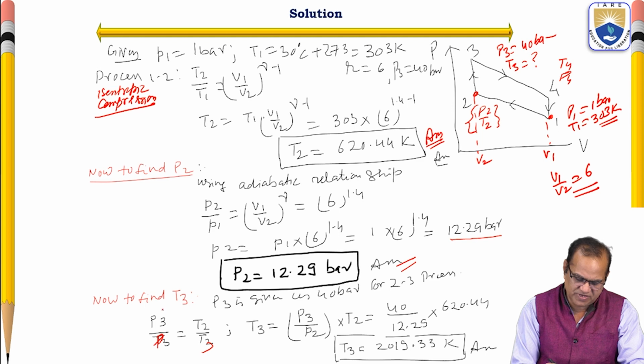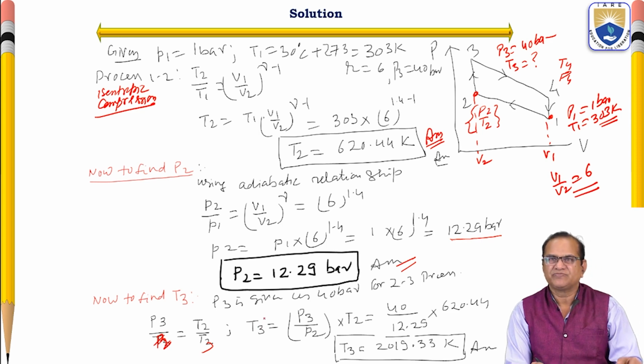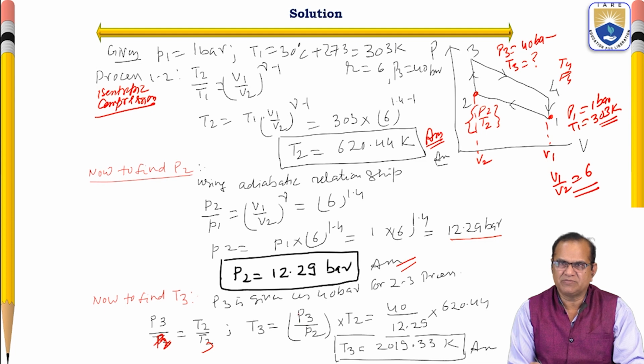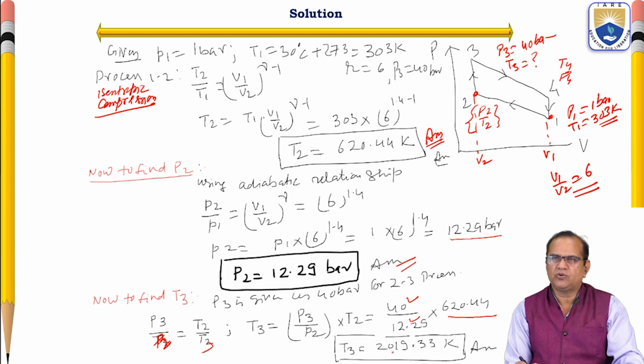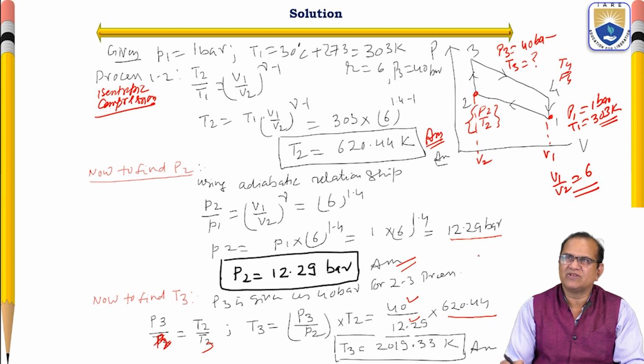Okay, so here P3 by P2 is equal to T3 by T2. So you will get T3 is equal to P3 by P2 into T2. P3 is given as 40, P2 is given, and we have got the T2 from here. So we can get T3 is equal to 2019.33 Kelvin.